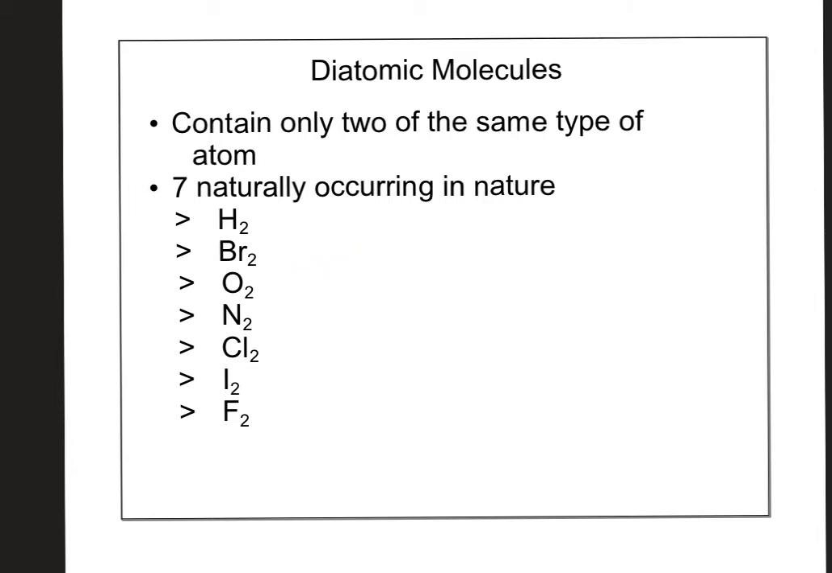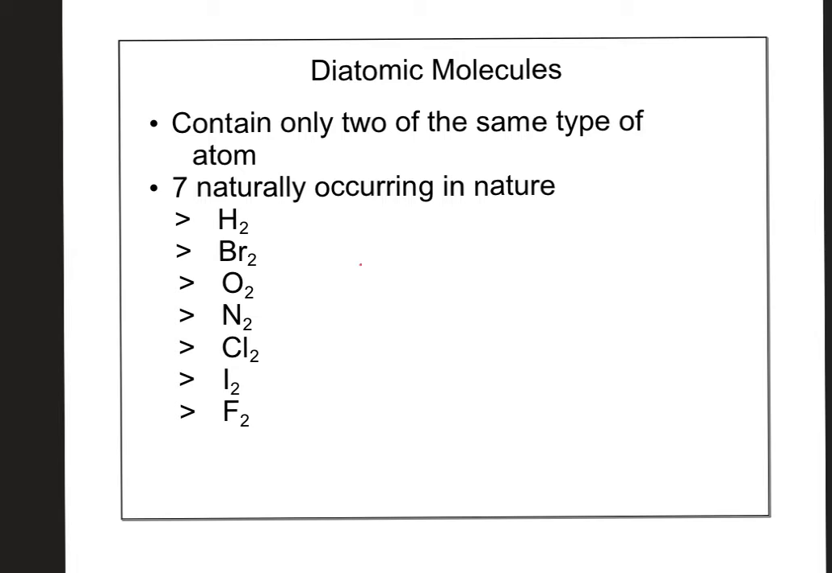So these are the 7: hydrogen, bromine, oxygen, nitrogen, chlorine, iodine, and fluorine. I need you to recognize those, and I need you to know that they're covalent. I also will ask you to draw them sometimes. Don't worry about naming them. Honestly, we'll just call it hydrogen, bromine, things like that. But you will need to recognize those as covalently bonded structures.